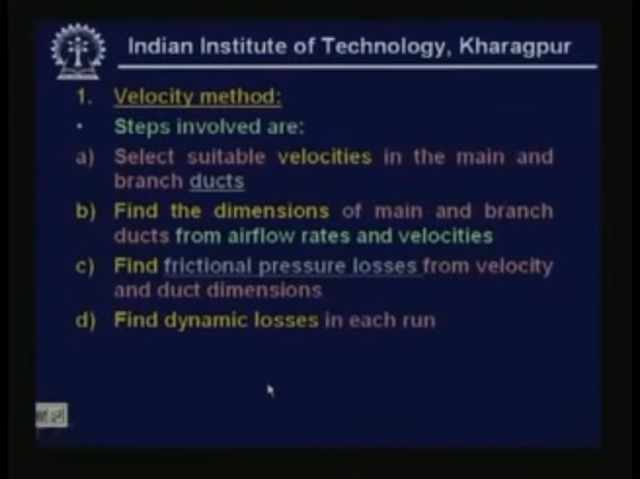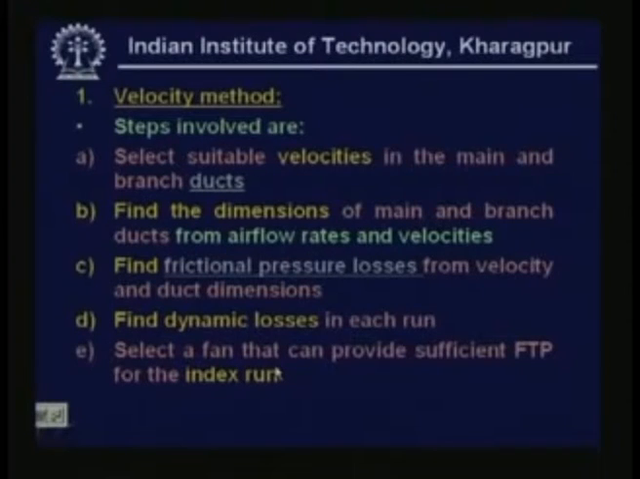Then we also have to find dynamic losses in each run. I have discussed how to find dynamic losses in each run in the last lecture. Then we have to select a fan that can provide sufficient fan total pressure for the index run. So, having estimated the dynamic and frictional pressure losses in each duct run, you have to find out what is the duct run that gives the highest pressure drop. That is known as the index run, and we have to select a fan which can provide sufficient fan total pressure for the index run, that means for the maximum possible pressure drop conditions.